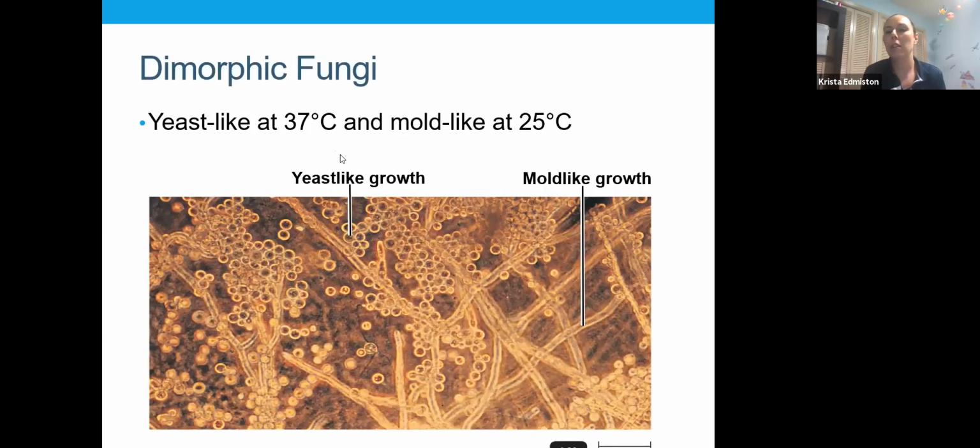Then we have some that go both ways. They're called dimorphic fungi, and they can grow like a yeast at certain temperatures, and they can grow like a mold at other temperatures. We call those dimorphic. So this is an example of a dimorphic fungus. Here's the yeast-like growth, the little circles there, and then here's the hyphae, which is mold-like growth. And this dimorphic fungus grows yeast-like at a higher temperature, and mold-like at a lower temperature.